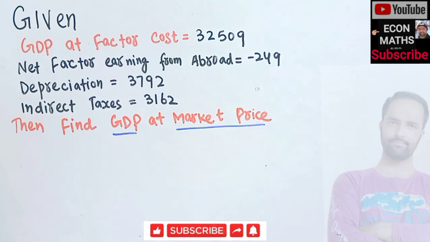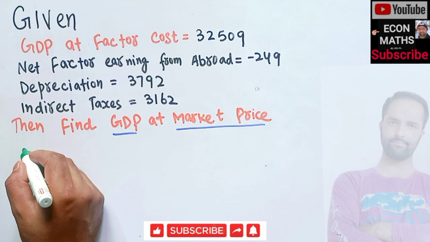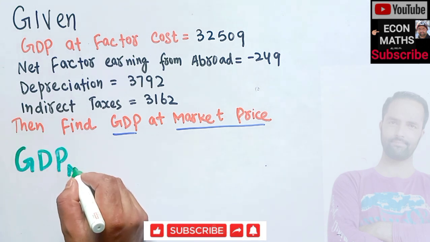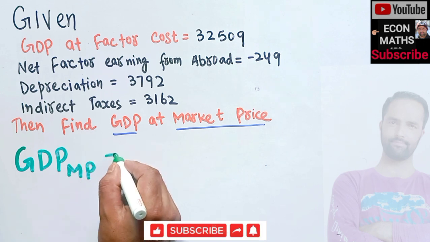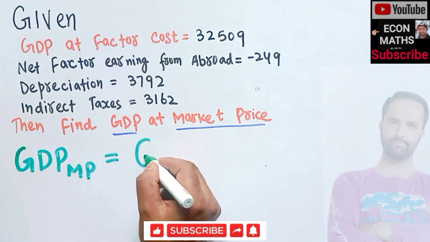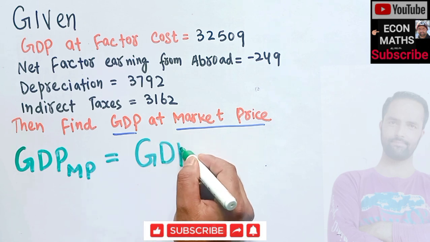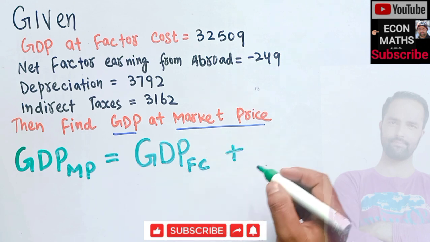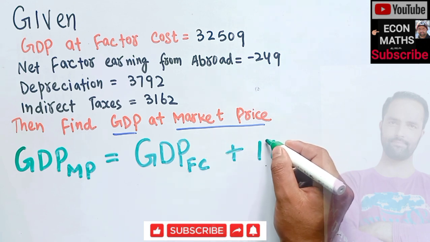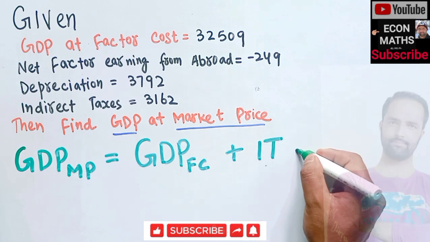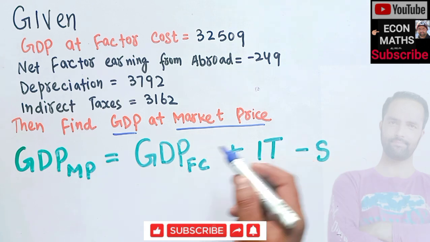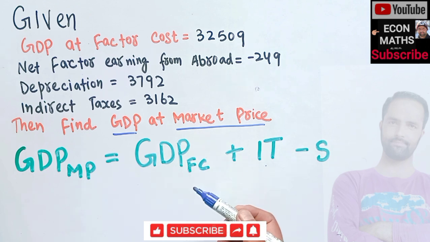Okay. Now the formula is pretty simple. That is, GDP at market price is equal to GDP at factor cost plus indirect taxes. Okay, let's write it as IT minus subsidies. So S denotes the subsidies, IT is the indirect tax, GDP FC means GDP at factor cost.